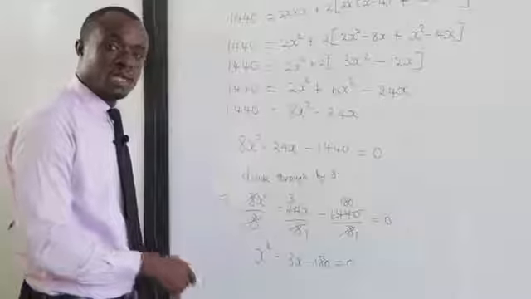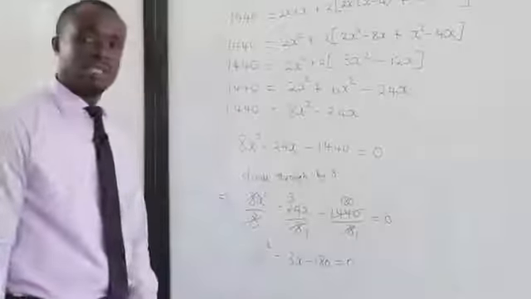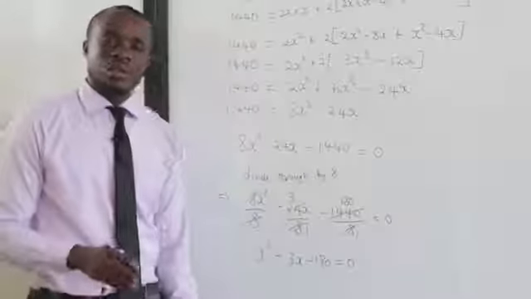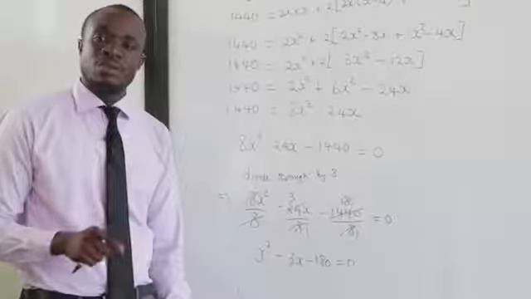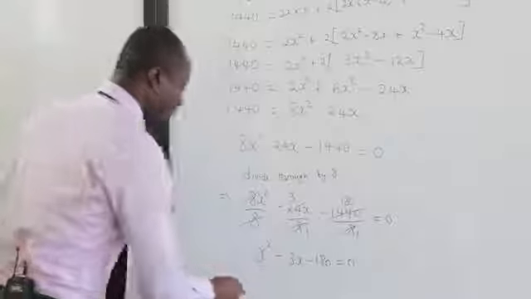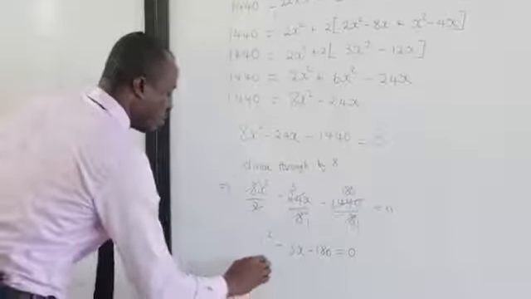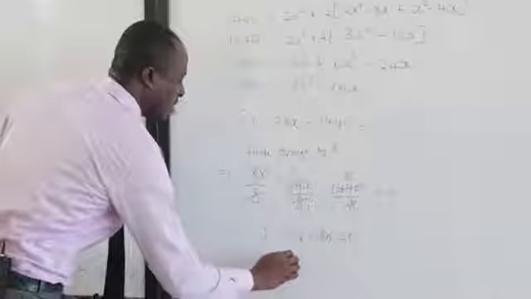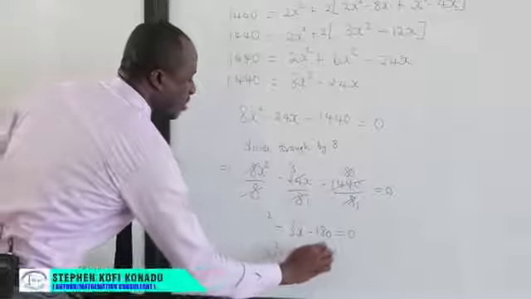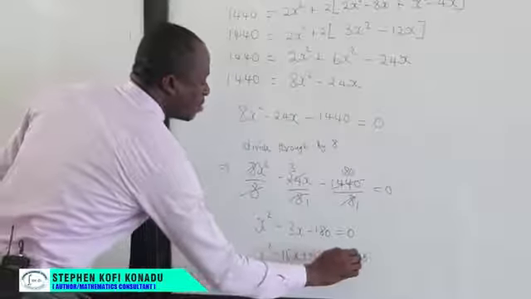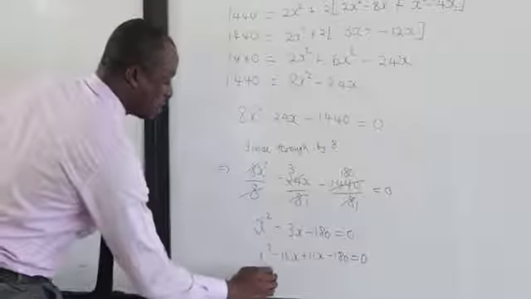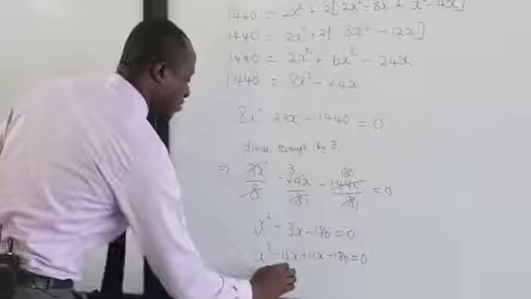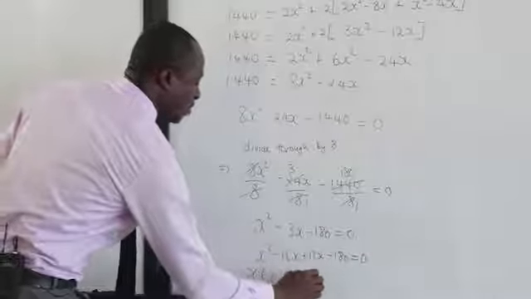So we need two numbers that multiply to give negative 180 and add to give negative 3. These values we can consider as negative 15 and positive 12. So from here, we have x squared minus 15x plus 12x minus 18 equal to 0. You can see x is common, so we take x out, and then minus 15 plus 12.